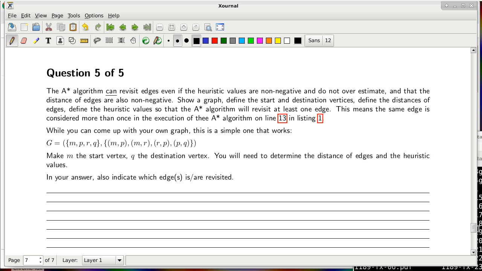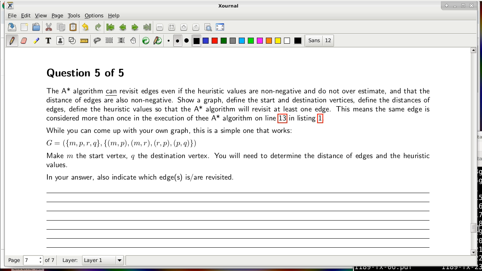So question number 5 is also referring back to the algorithm. The A-star algorithm can revisit edges even if the heuristic values are non-negative and do not overestimate, and the distances of edges are also non-negative. Show a graph. Give me an example. Define the start and destination vertices. Define the distance of the edges, so the function d. Define the heuristic values so that the A-star algorithm will revisit at least one edge. This means the same edge is considered more than once in the execution.